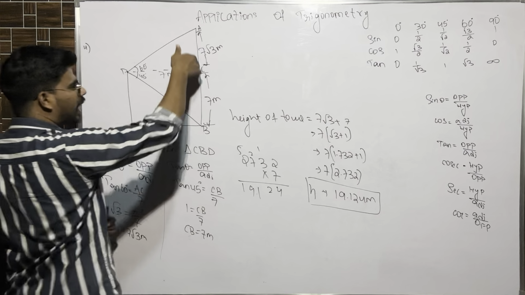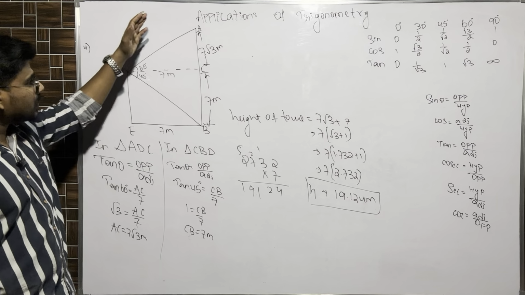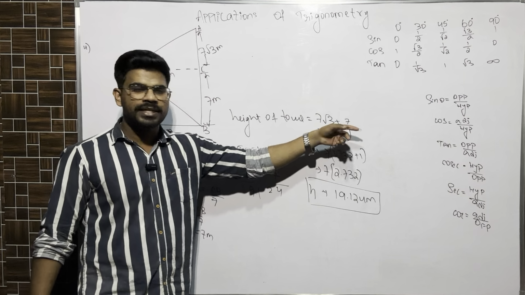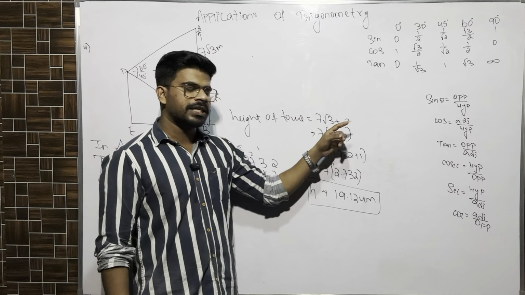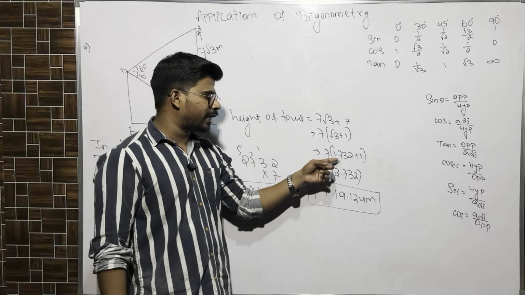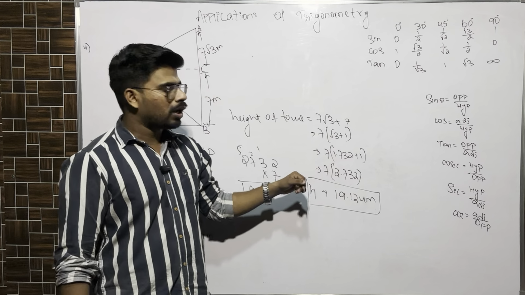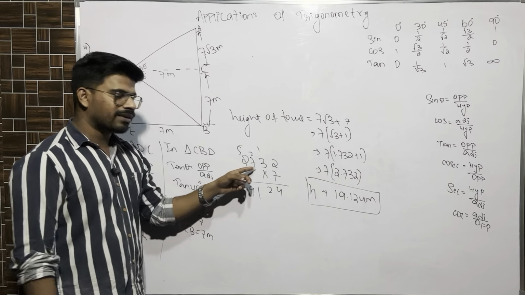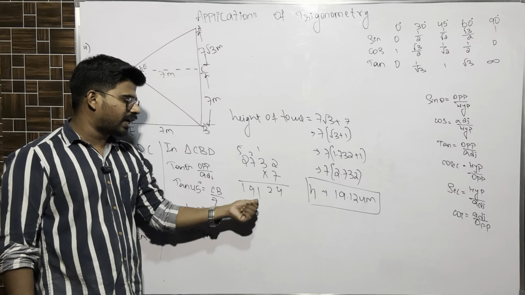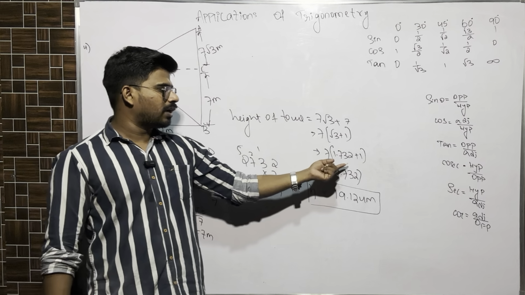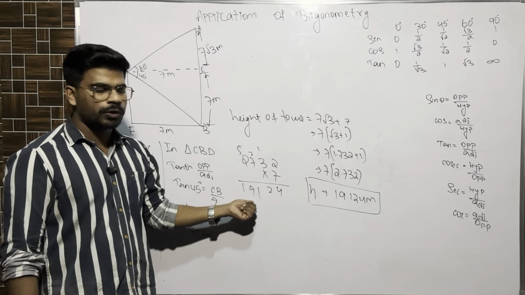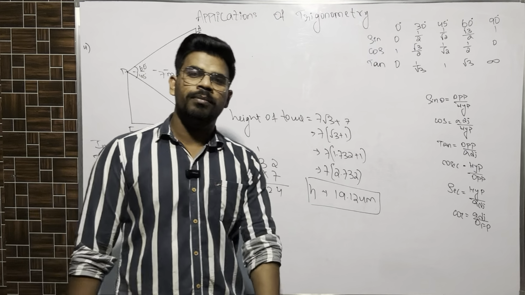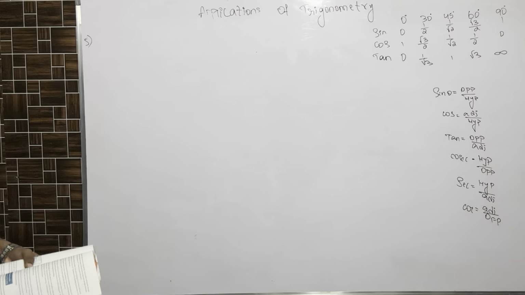Now we have to calculate the height of this tower. 7 root 3 plus 7. Therefore the height of the tower is equal to 7 root 3 plus 7. If I take 7 common, root 3 plus 1. Root 3 is nothing but 1.732. 1.732 plus 1 is 2.732. 2732 multiplied by 7, we'll get 19124. After 3 numbers, you have to put a point here. Therefore the height of the tower is 19.124 meters.